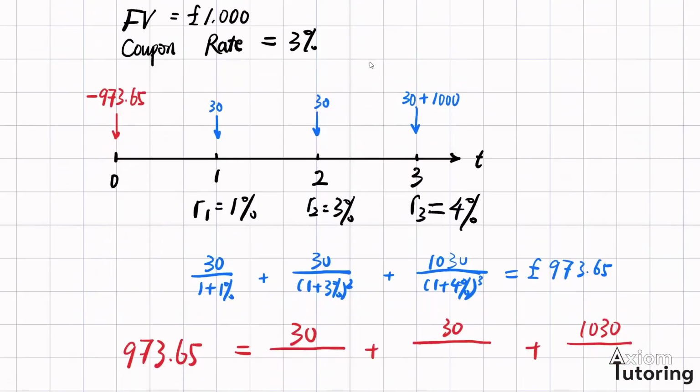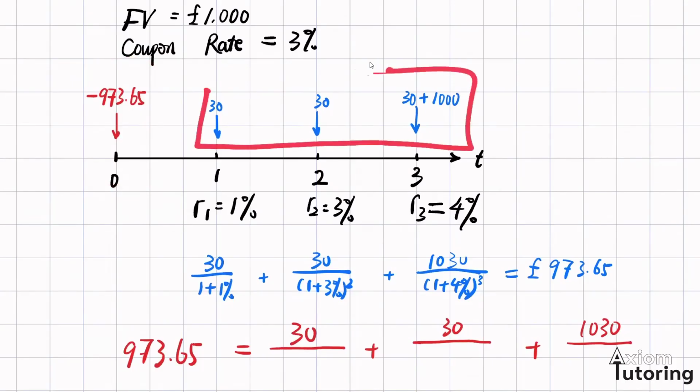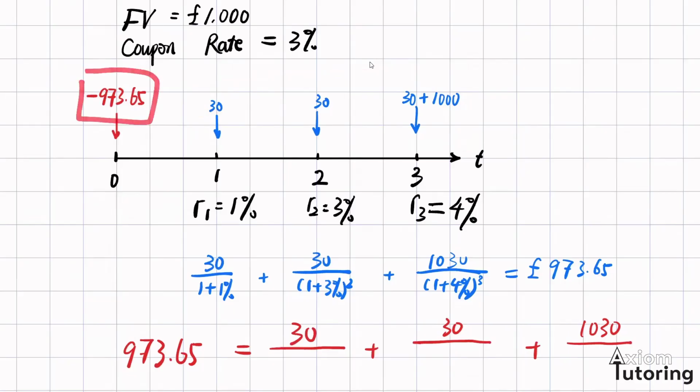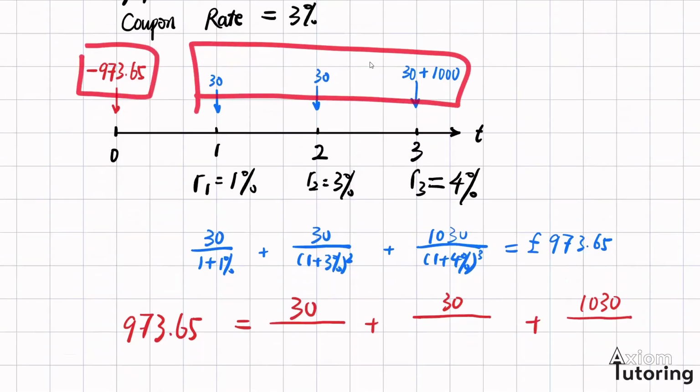So we already know that the price of the bond is going to be 973.65. Basically we're saying if we invest this much at time 0, we're going to get the future cash flow of 30, 30, and 1030. So what is the internal rate of return here? If we can reinvest our coupon at that IRR, which is the internal rate of return, we should be able to equalize this price and its future cash flows. So how do we calculate that?